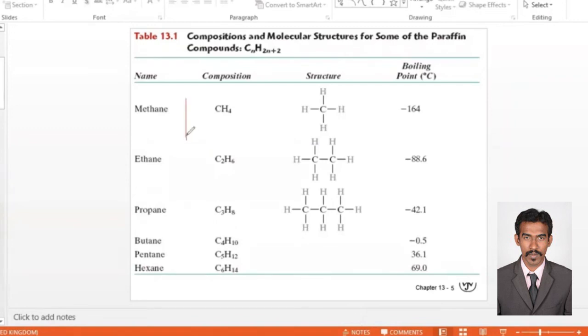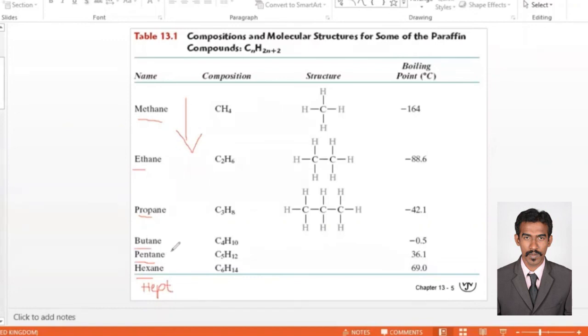The naming is based on the Latin and Greek number system. Meth, eth means 2, prop means 3, but means 4, pent means 5, like pentagon. Hex means 6, like hexagon. Hept means 7, like heptagon. Oct, octane, is 8. Nonane is 9. Decane is 10. This will keep on going.